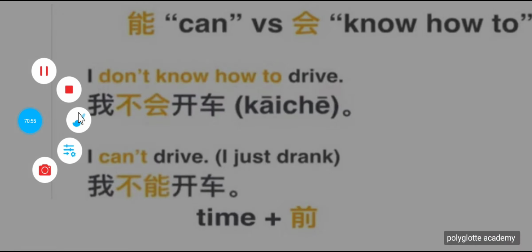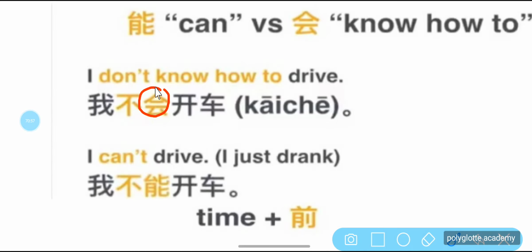So let's move ahead. Hui, pu hui, hui, which means know how to. So that is know how to. Hui, which means know how to. 很好.